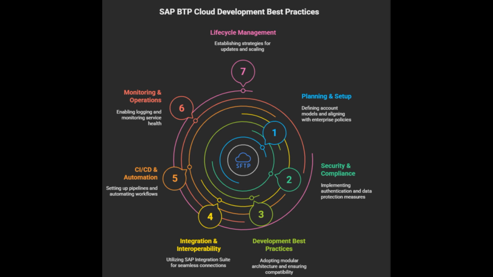For new versions, you want zero downtime if possible. Blue-green deployment in Cloud Foundry is fantastic for this. Blue-green. How does that work? You have your current live version, blue. You deploy the new version to a separate identical environment, green. Test it thoroughly there. Once you're happy, you just flip the router to send all traffic to green. Instant switchover. Instant switchover. Zero downtime for users. If something's wrong, you flip back to blue just as quickly. It's very safe. Nice. And retirement.